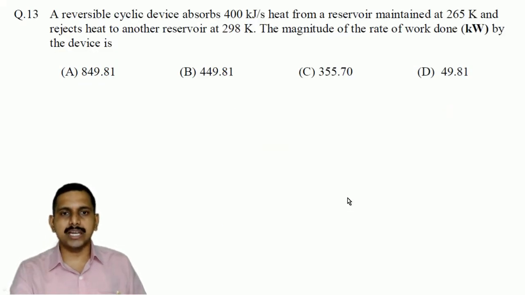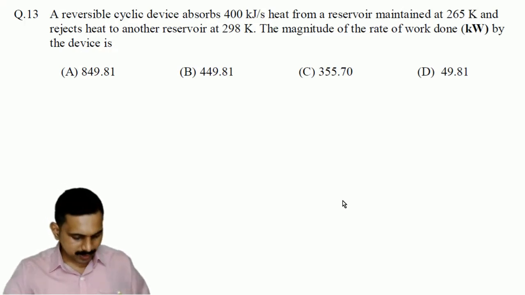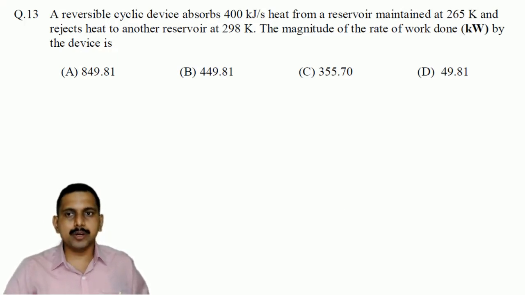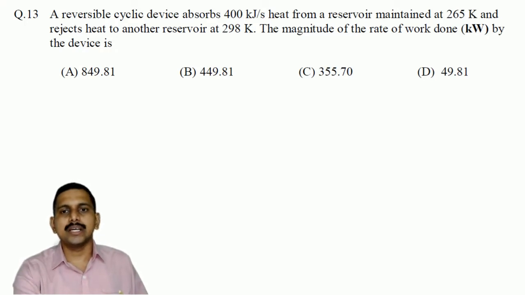A reversible cycle absorbs 400 kilojoules per second of heat from a reservoir maintained at 265 Kelvin and rejects heat to another reservoir at 298 Kelvin. The magnitude of the rate of work done by the device is. One thing to observe is that it is taking heat from a lower temperature and rejecting to a higher temperature. You may be saying, sir, it's a refrigerator, so should we use COP? No, not needed. Simple equations are enough.